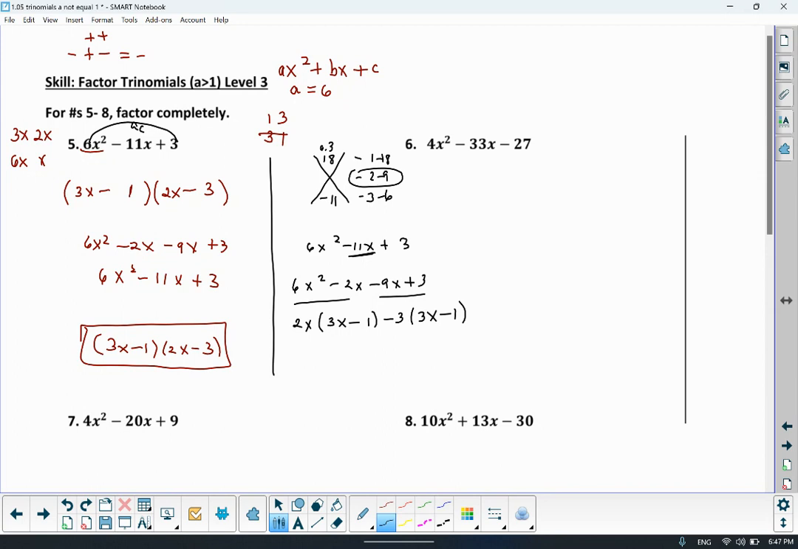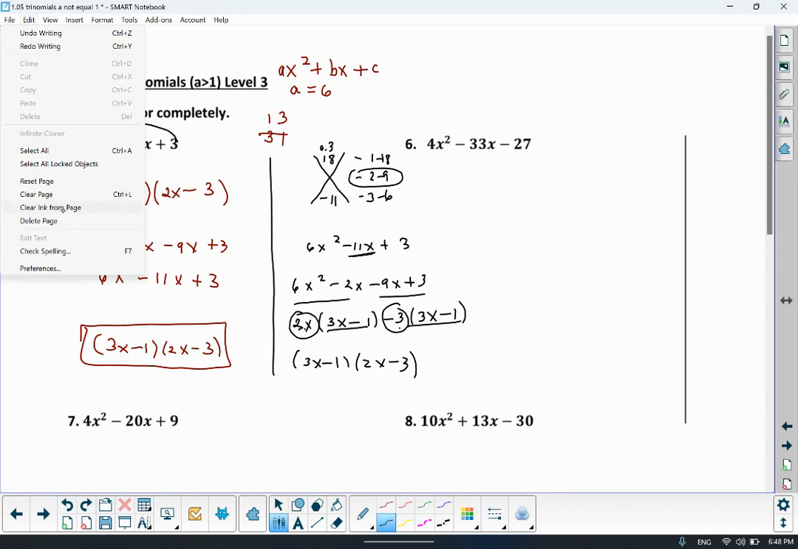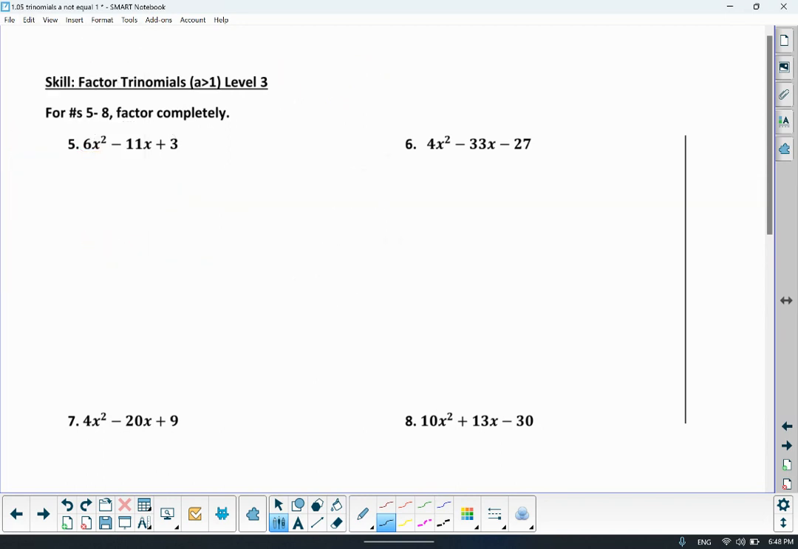We now have a common binomial, and we get 3x minus 1. And if I divide both terms, I would get 2x and then minus 3. And notice it's the same answer as before. So you could put the video on hold. I'm just going to clear this and go on to the next problem, and you can join me when you're ready.